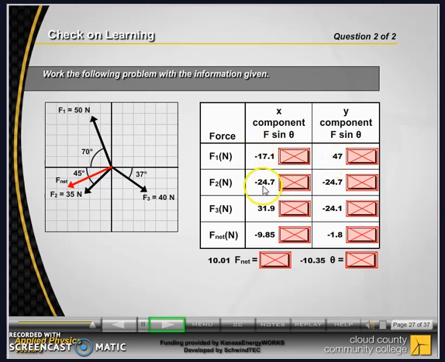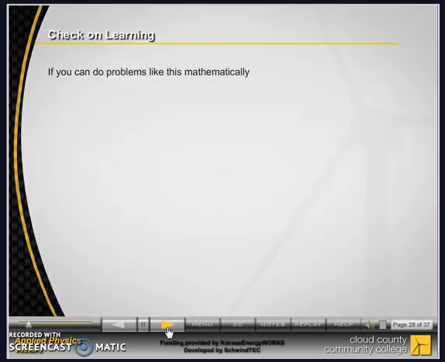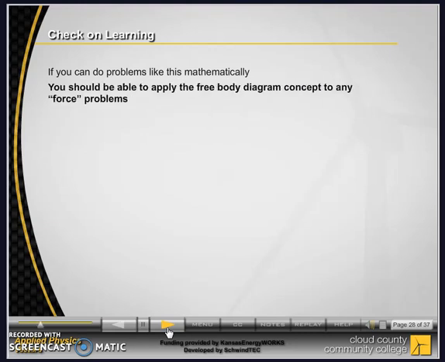Notice the correct answers are listed beside the red blocks. If you can do problems like this mathematically, you should be able to apply the free body diagram concept to any force problems, aka static problems that are presented in this course.